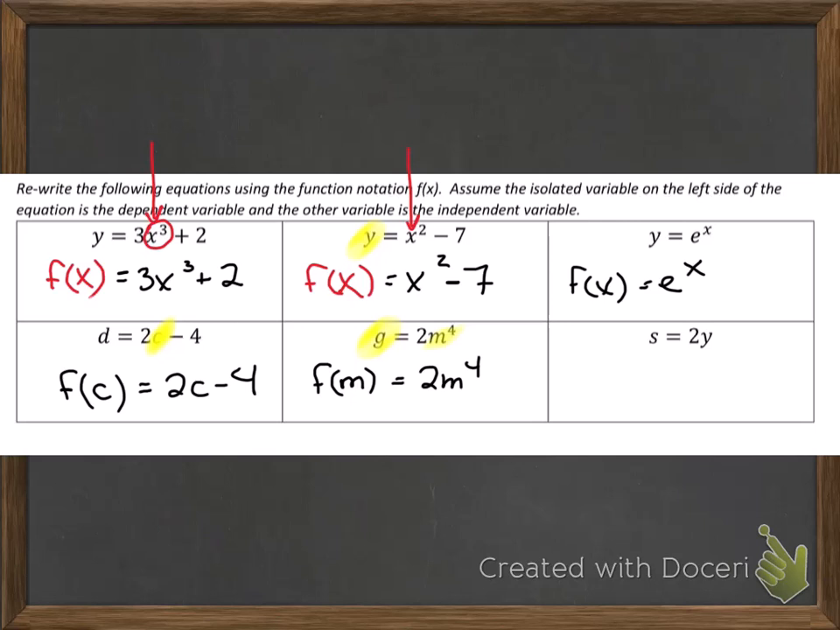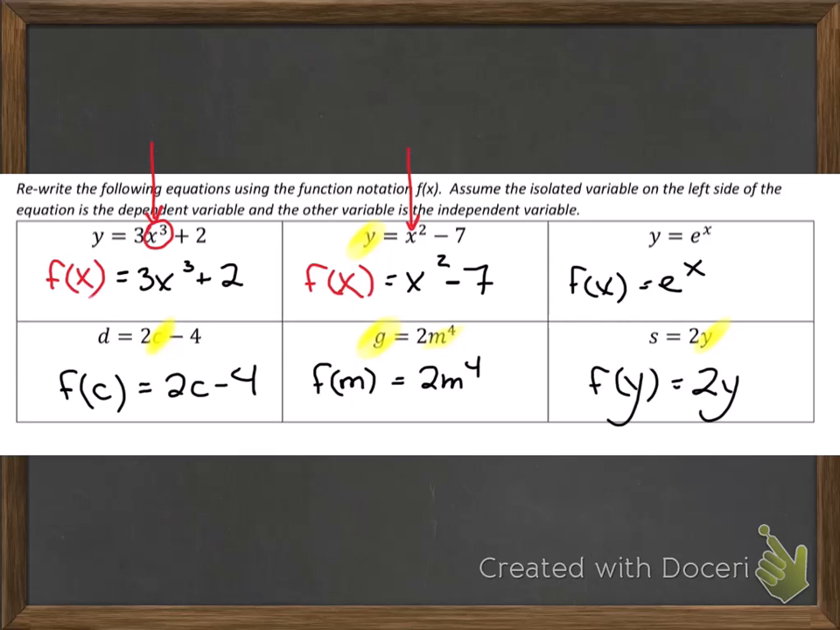So f of m equals 2m to the 4th power. Last but not least, we have s equals 2y. Again, we assume that this is our dependent variable and replace it with function notation. But what is our independent variable? Well, you can see on the other side, our y is our independent variable. So we say f of y is equal to 2y.